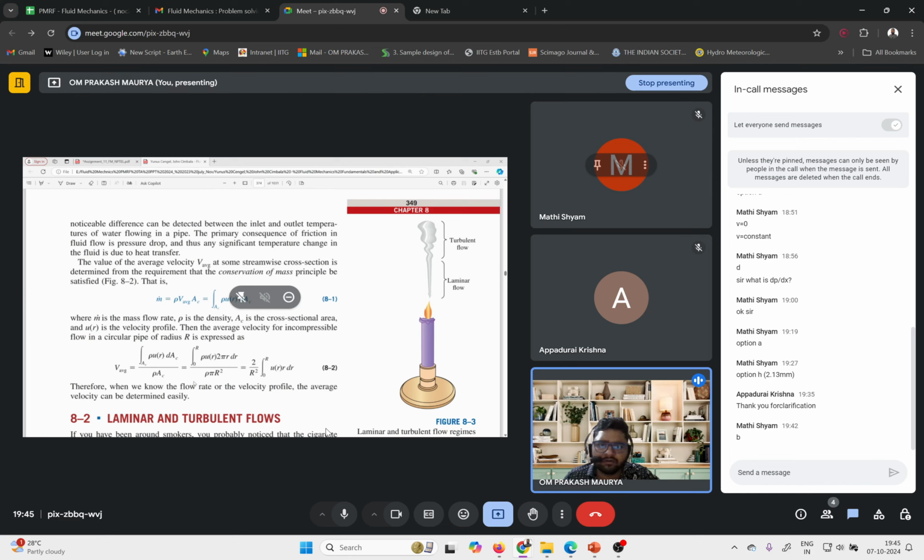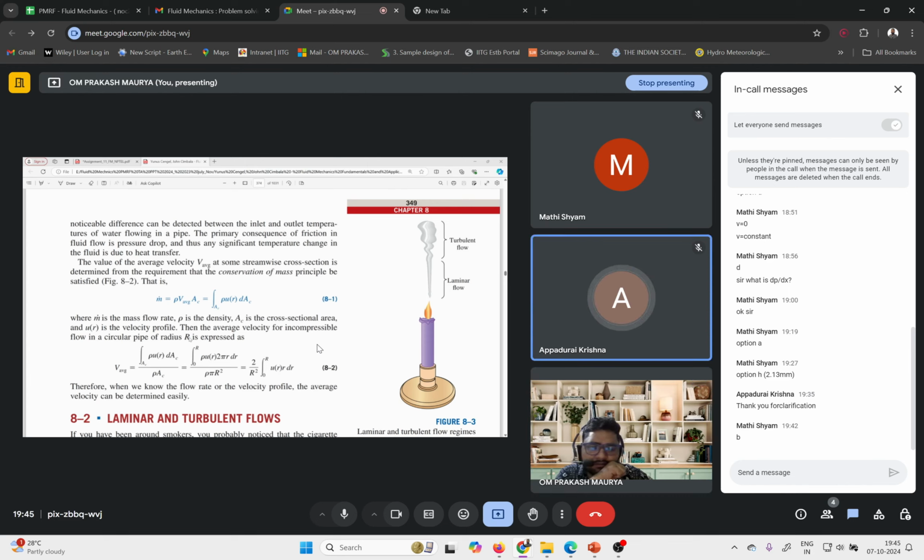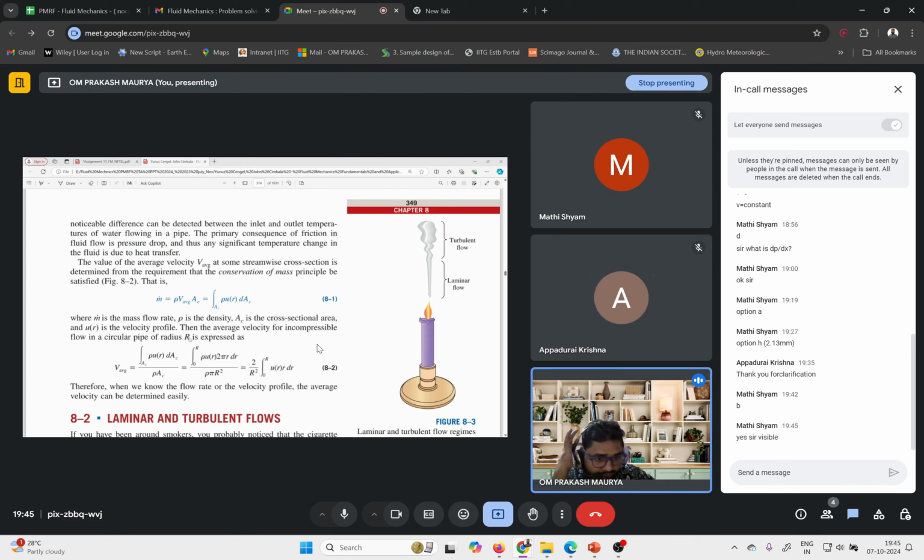okay, you are telling option B. So hope you the laminar and turbulent flow, whether it is visible or not, please just confirm. One candle is visible. Okay, okay. So the question about the laminar flow and turbulent flow you are talking. So you can just see here.